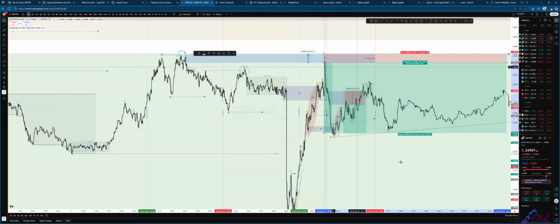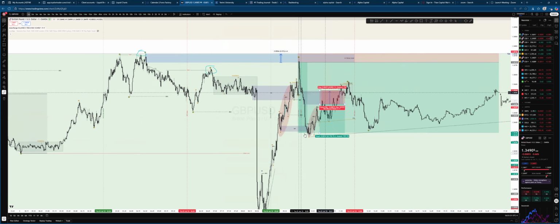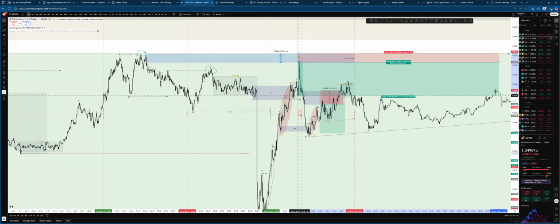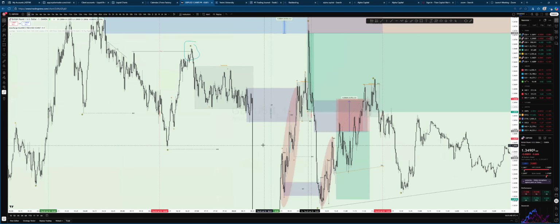I took it for 1-7. Now, it began as a 1-3. The only reason why I ended up moving it to 1-7, I'll show you guys. My first stop loss was right here, my first two peaks right here, when we first took the trade. I took the trade with the stop right here.